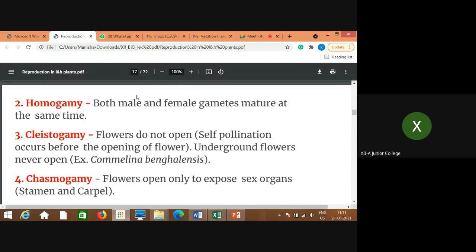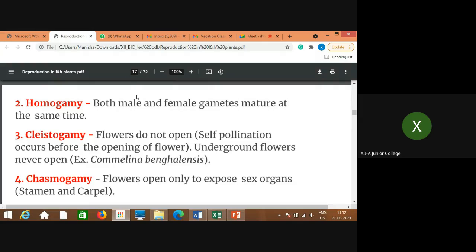Then in case of cleistogamy, only self pollination is possible. Cleistogamy means flowers do not open. So there are no chances of pollen grains from other flowers falling on them from outside. So this is the reason, very important, remember this point: in cleistogamy, flowers remain closed. They do not open, and that's why there are no chances of cross pollination.